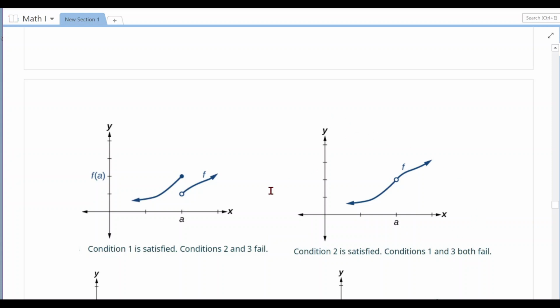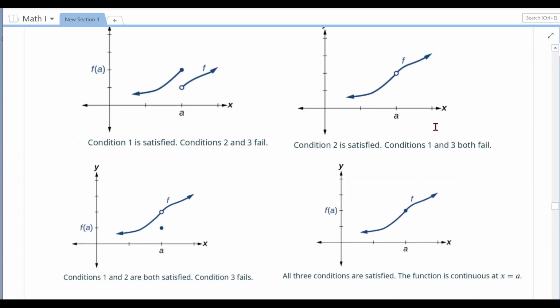In this second example, at x equals a, the value is undefined, as shown here with this circle. So condition 1, the value of the function at x equals a, fails. Condition 2, the limit of the function at a, is actually satisfied. This is the limit value in the circle. However, the limit is not the same as the function value, and therefore conditions 1 and 3 both fail.